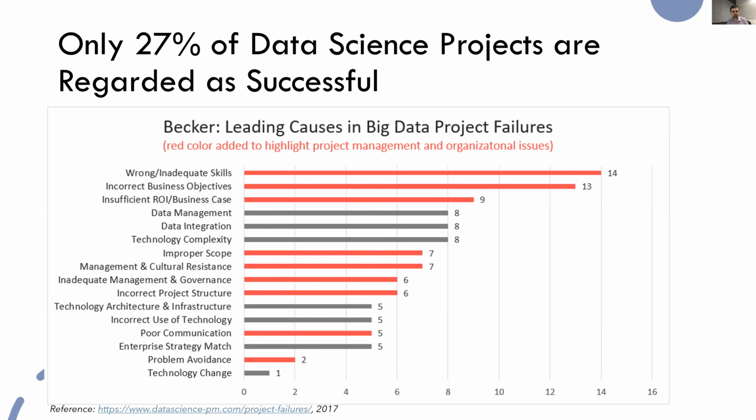So I think not just the data scientists, but combining other skill sets, and I think some of these areas are mentioned, is really important.